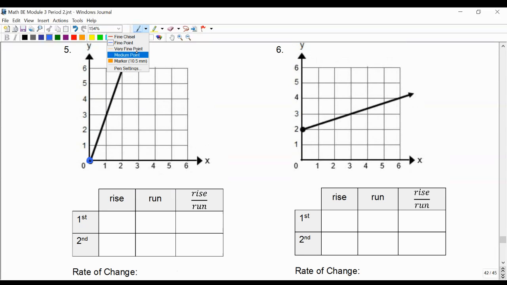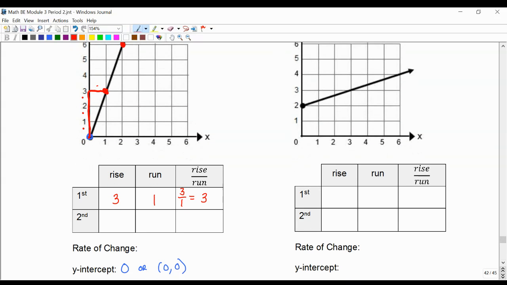So we need to look at our graph and find spots on the graph that are easy to identify, where the line crosses through the corner of the grid. So there's a spot, and there's a spot. Then we're going to draw in our triangle, and we're going to count our rise. So our rise for this one is 3, and our run is 1. So our rise over run is 3 over 1, which is 3.